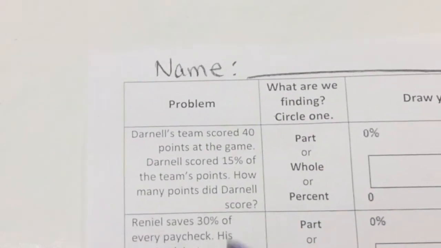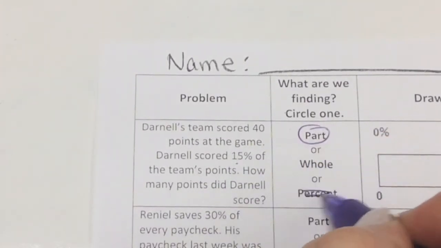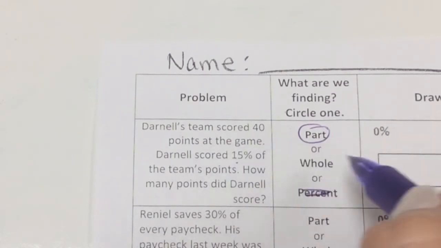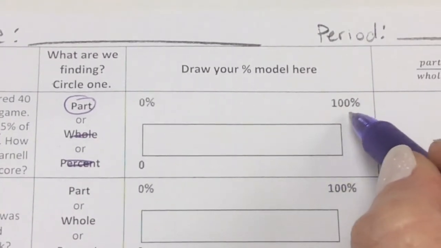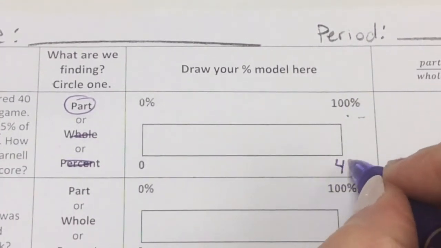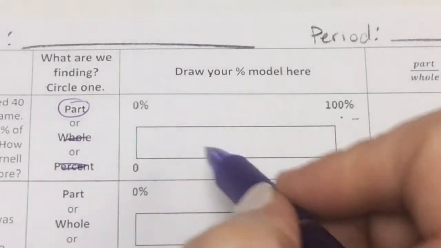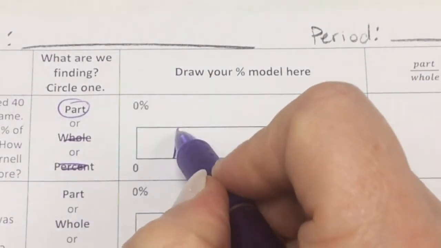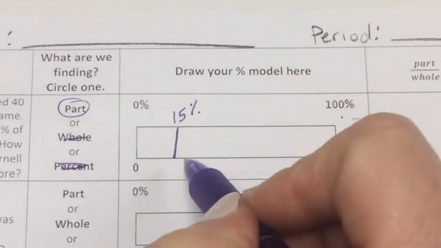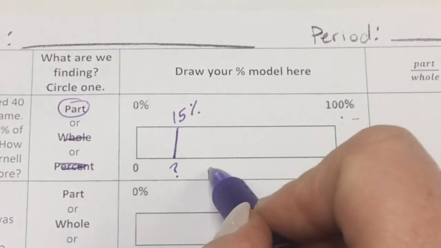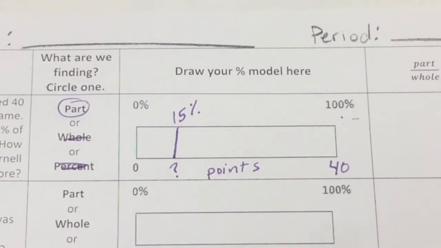Okay, so we want to know how many he scored, what part of the total points that he scored. So we want to know the part. It gave me the percent, and it gave me the whole amount. It said the whole team scored 40. So when I look at my strip diagram, 100% of the points is 40. 40 represents 100% of the points that the whole team scored. So right here, what I'm going to be looking at is 15%. Well, 15 is a whole lot closer to 0 than it is to 100%. So 15% goes right up there. And what we want to know is the number that goes right here. This bottom row is points, and this is my percent strip diagram.